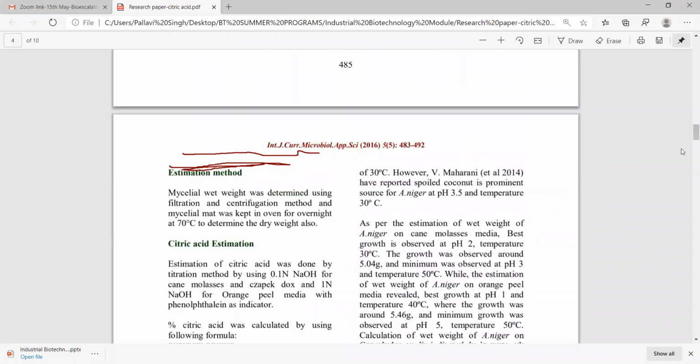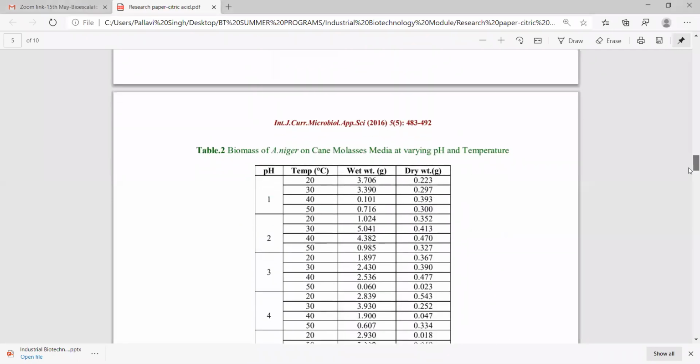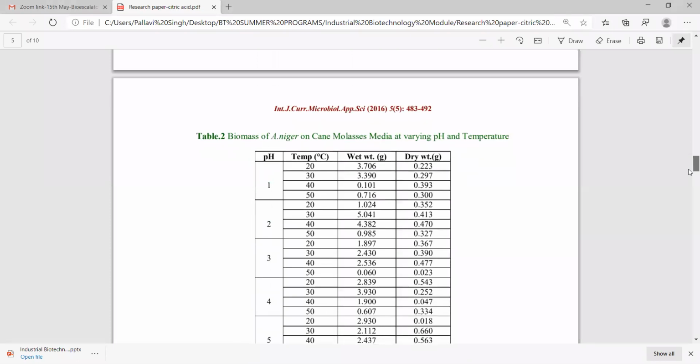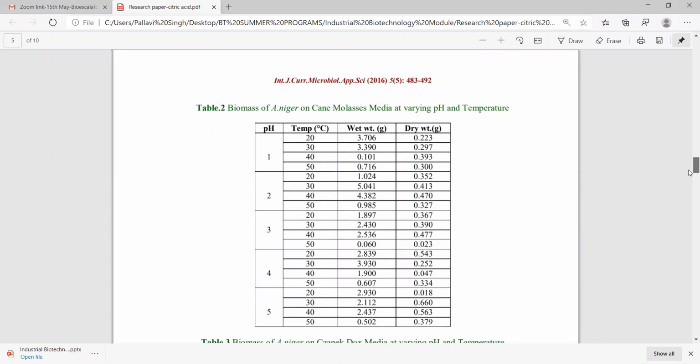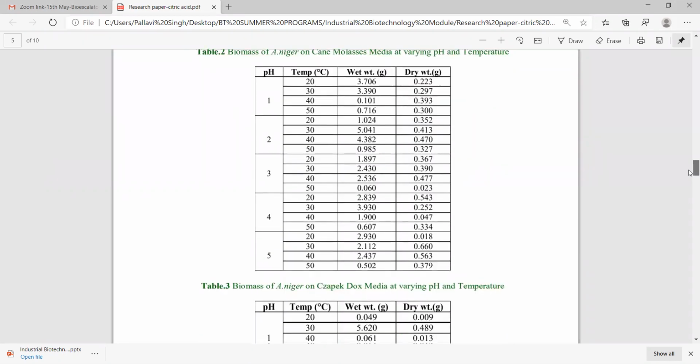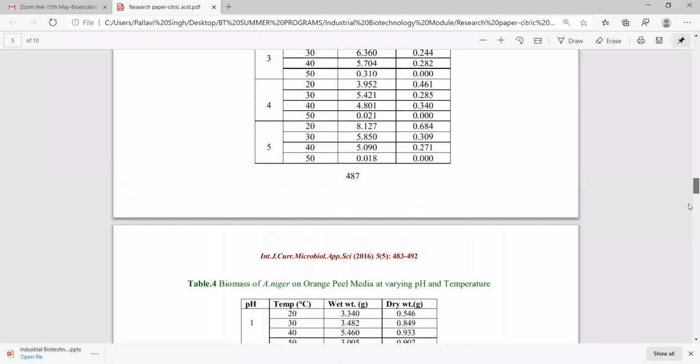Then we came to the conclusion that at acidic pH, you can look at this table. You can see here, we varied the temperature from the range 20 to 50 and pH 1 to 5. And after a particular time, we saw the dry weight and wet weight of the citric acid which is produced.